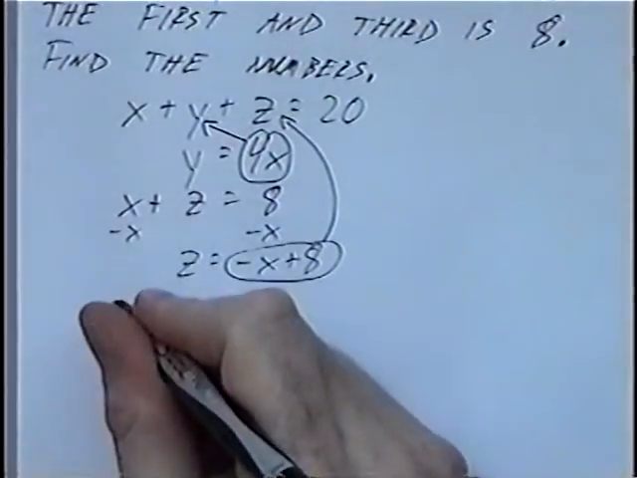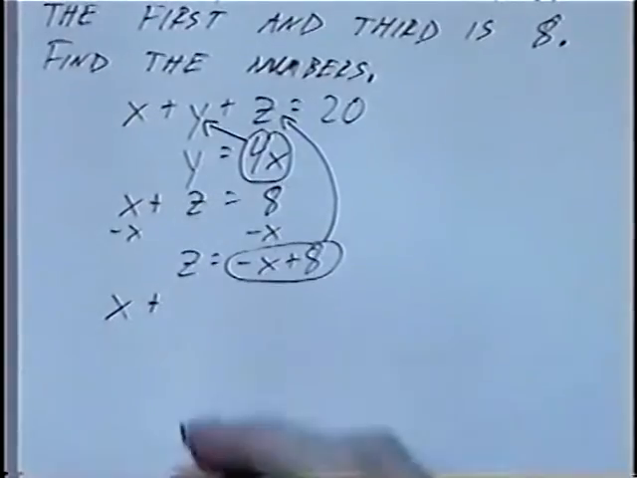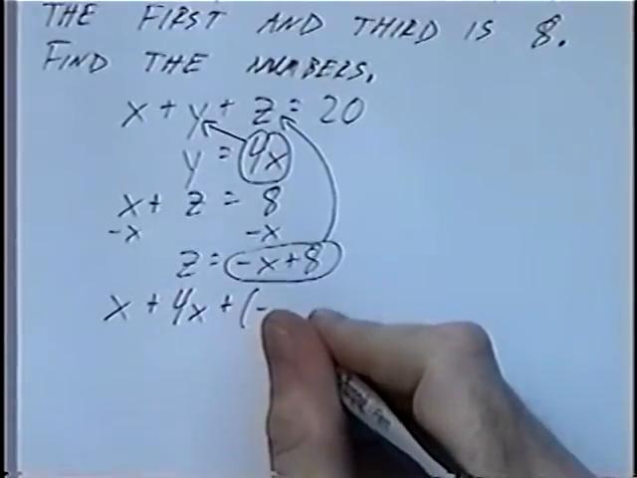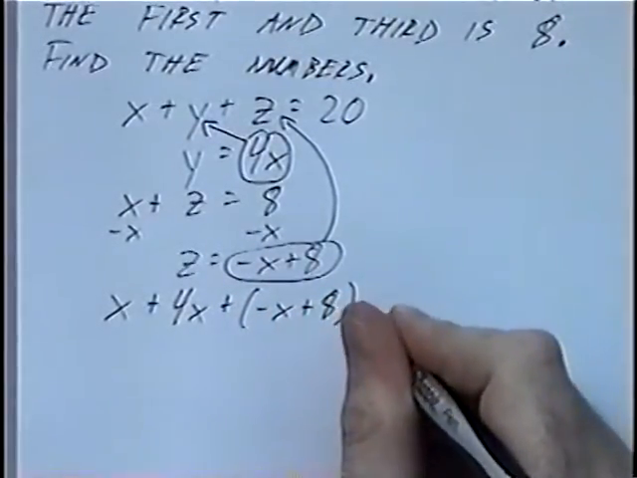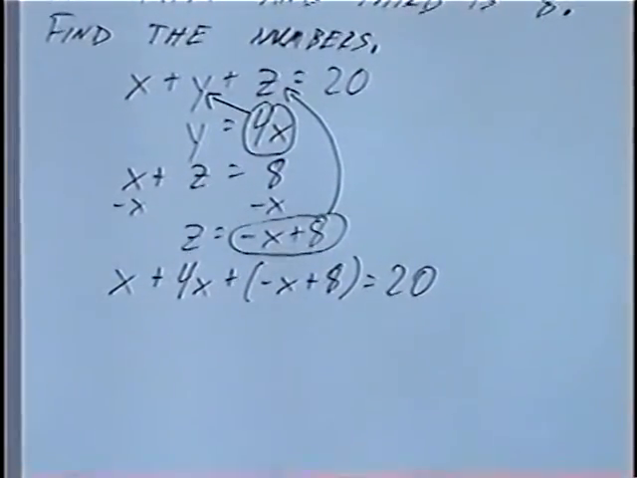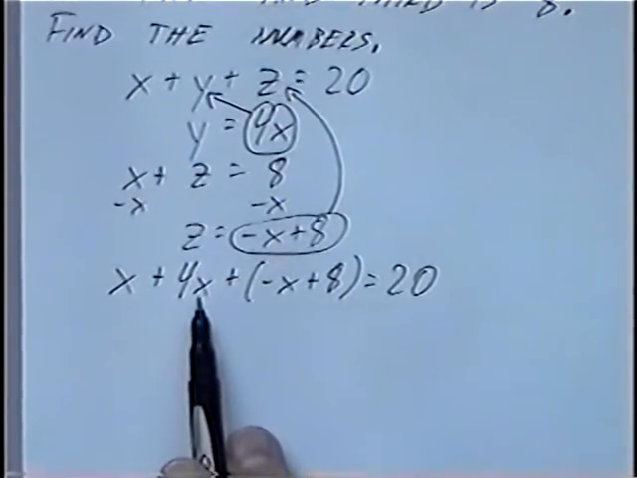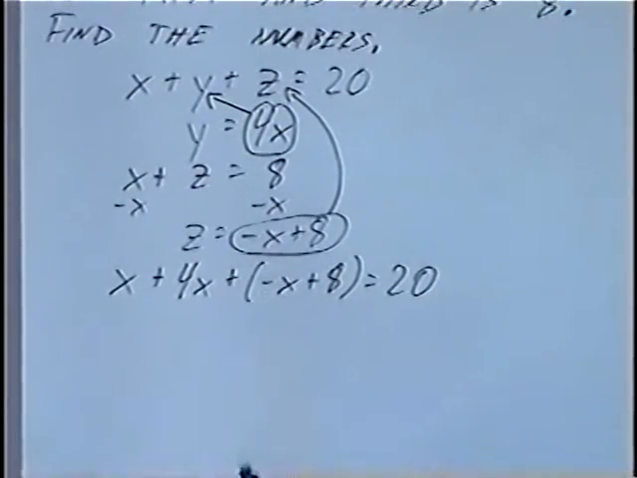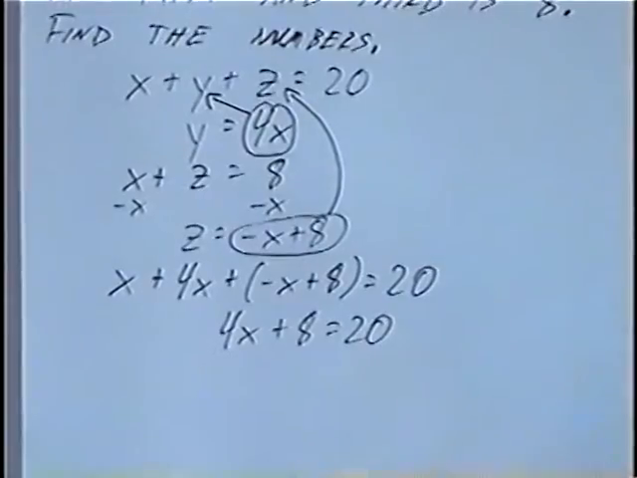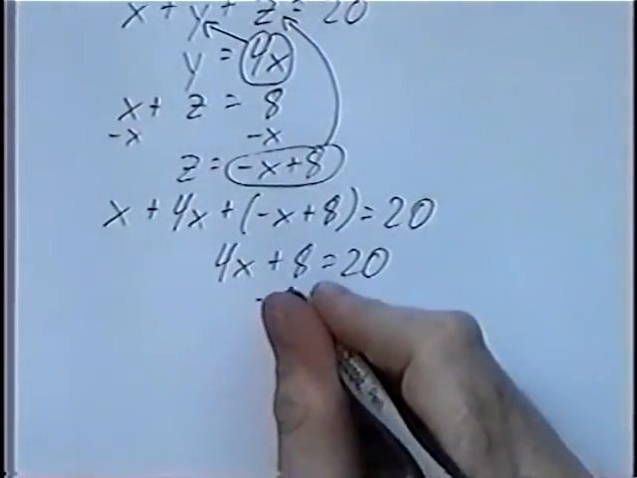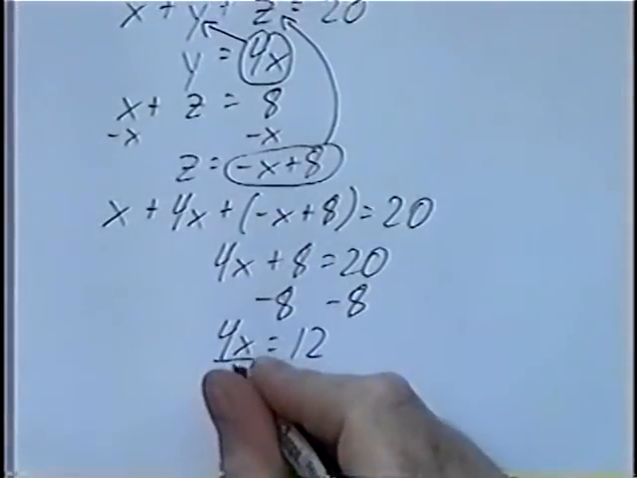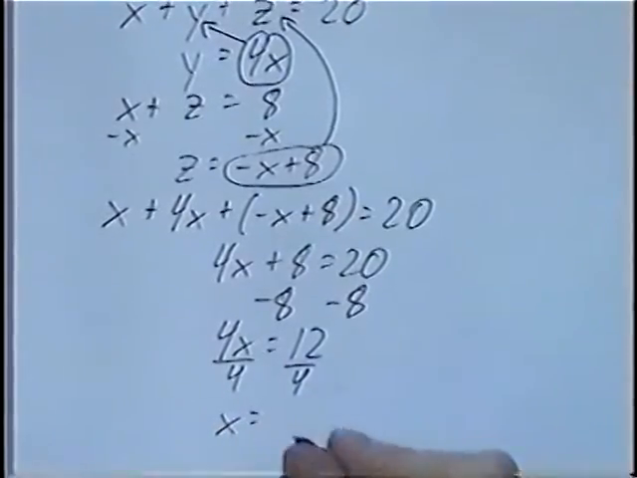So rewriting the first equation, it will be x plus, instead of y, we'll substitute in 4x, and instead of z, we'll substitute in negative x plus 8 equals 20. Using substitution, we have a single variable x that we can solve for. x plus 4x would be 5x. 5x minus x would be 4x. Plus 8 equals 20. Subtracting 8 on both sides, 4x equals 12. And dividing by 4, x is equal to 3.